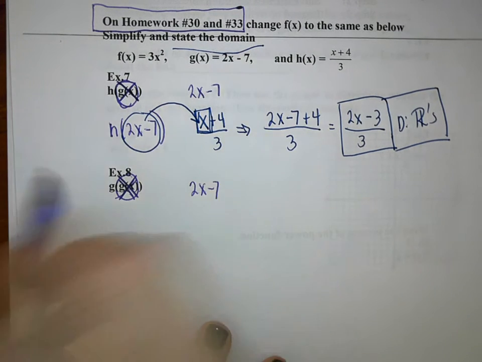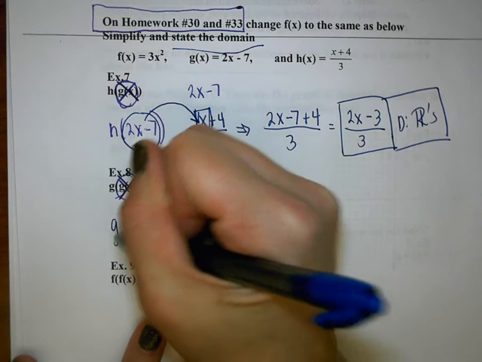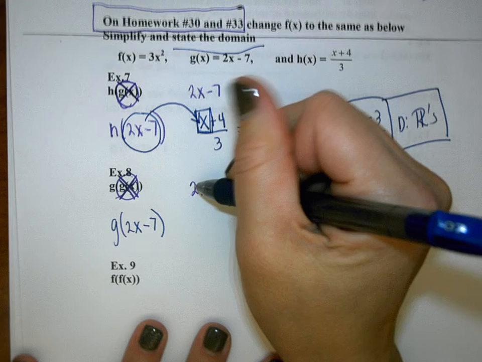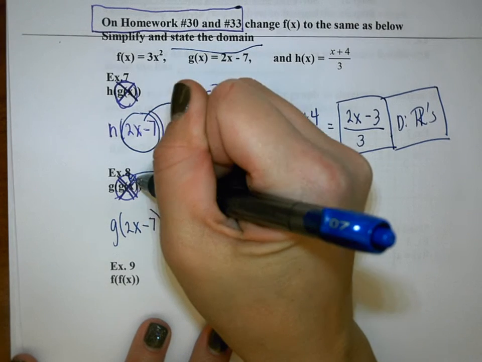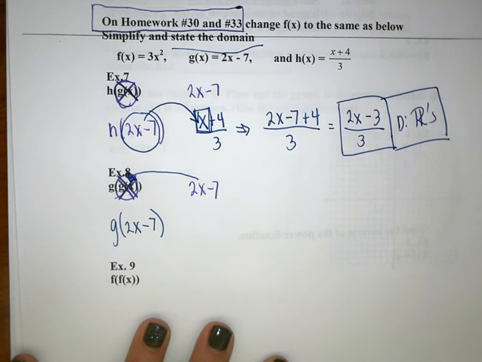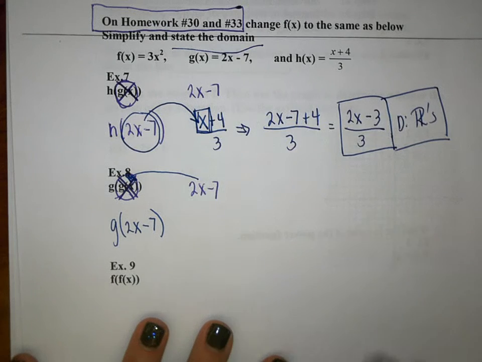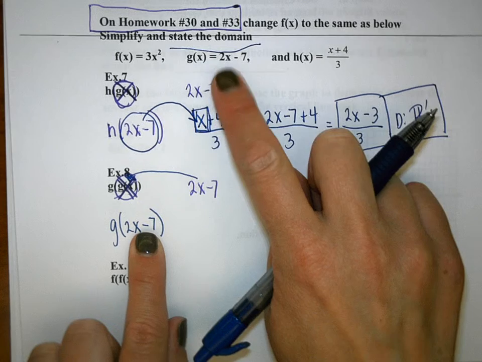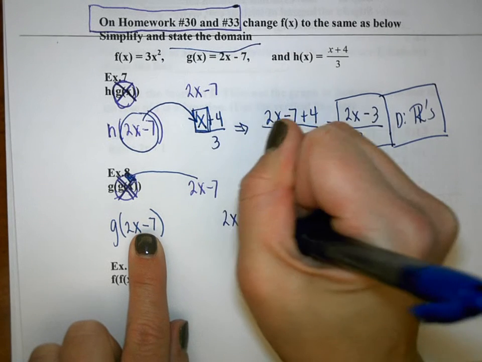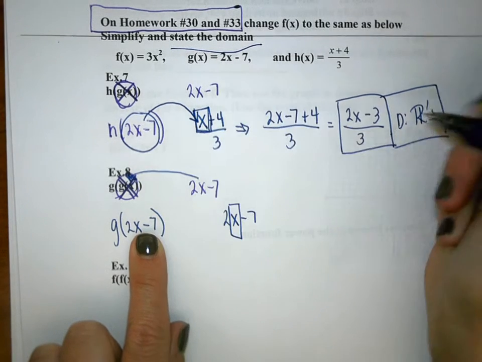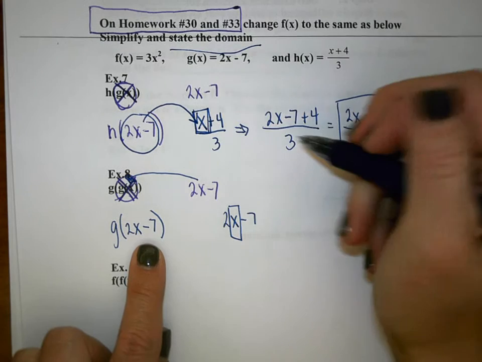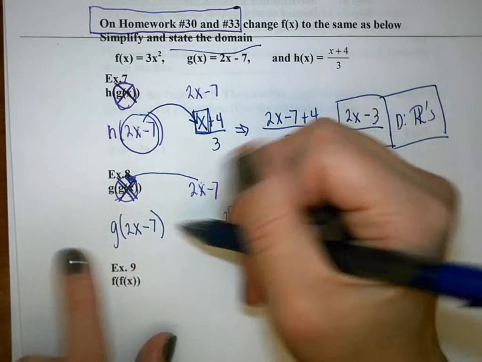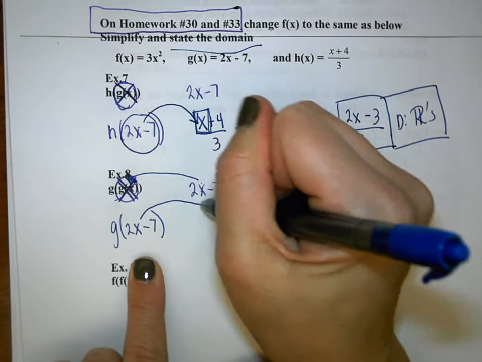So now I'm writing my new equation. It's going to be g of 2x minus 7, because I'm taking this and plugging it in right here. So again, my g of x equation, because now it's saying g of 2x minus 7, but my g equation is 2x minus 7. So this time, I'm plugging in 2x minus 7 for x. This previous time, I plugged in x for x, but now I'm plugging in 2x minus 7 for x.